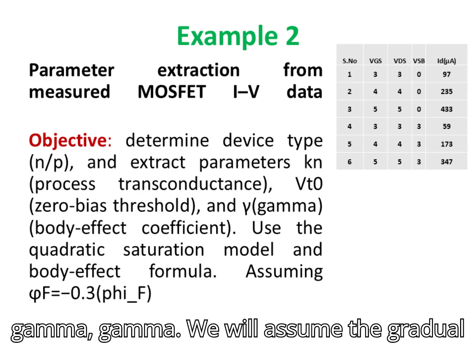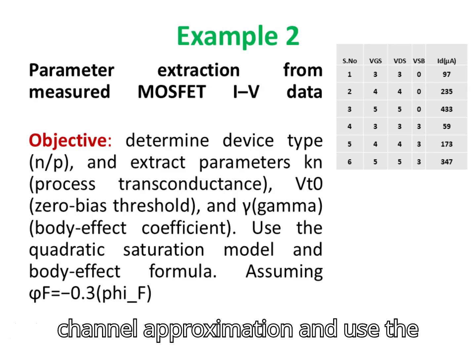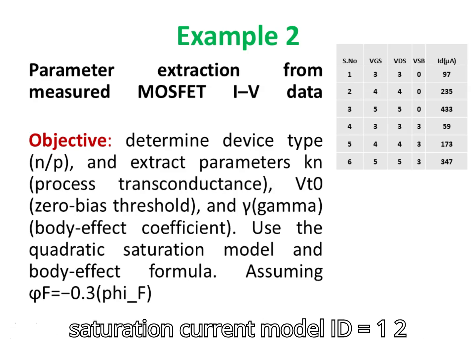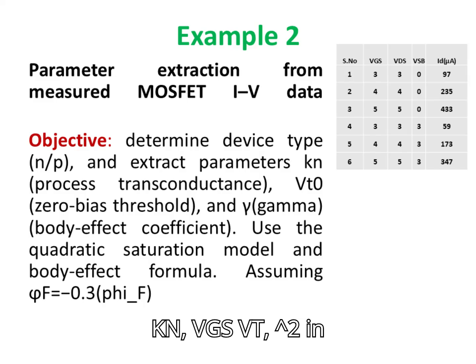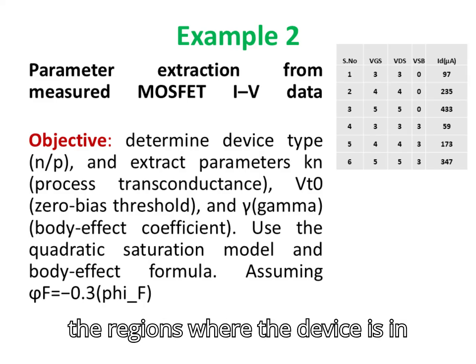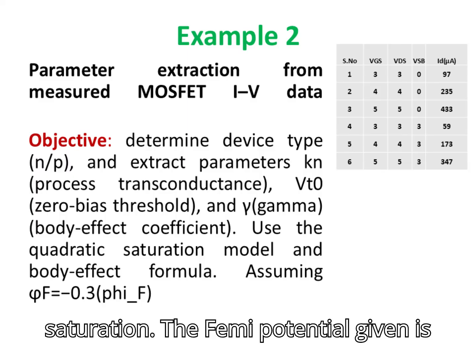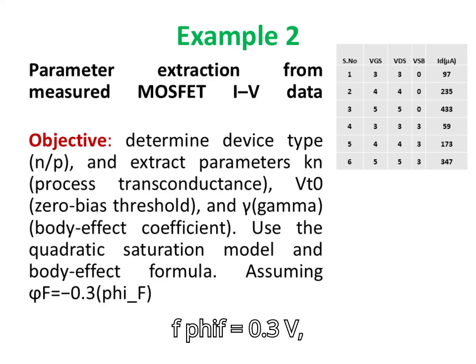We will assume the gradual channel approximation and use the saturation current model ID equals 1/2 Kn (VGS minus Vt) squared in the regions where the device is in saturation. The Fermi potential given is phi F equals 0.3 V in the body effect term.